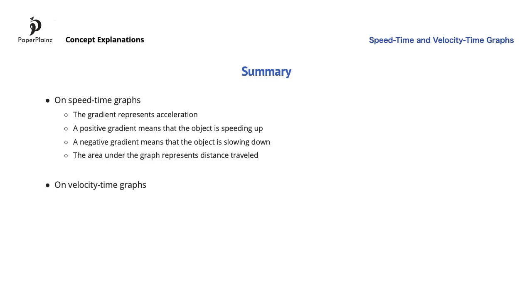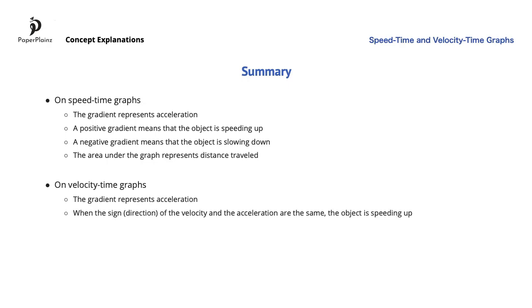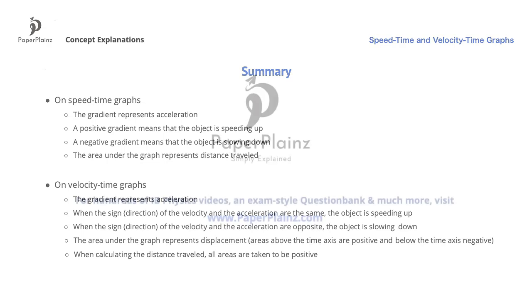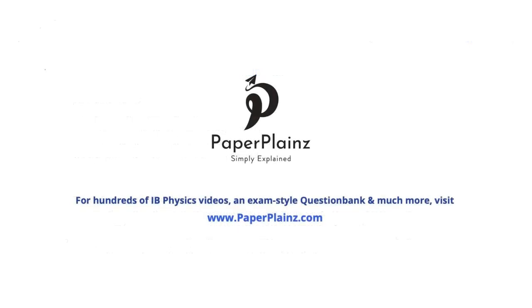On velocity time graphs, similarly, the gradient represents acceleration, but here, when the sign or the direction of the velocity and the acceleration are the same, the object is speeding up, and when they have different signs, the object is slowing down. We learned that here the area under the graph represents displacement, and when calculating displacement, the areas above the time or horizontal axis are taken to be positive, and those below are taken to be negative. Finally, we mentioned that when calculating the distance traveled, all areas must be taken to be positive. This wraps up our discussion about speed time and velocity time graphs.